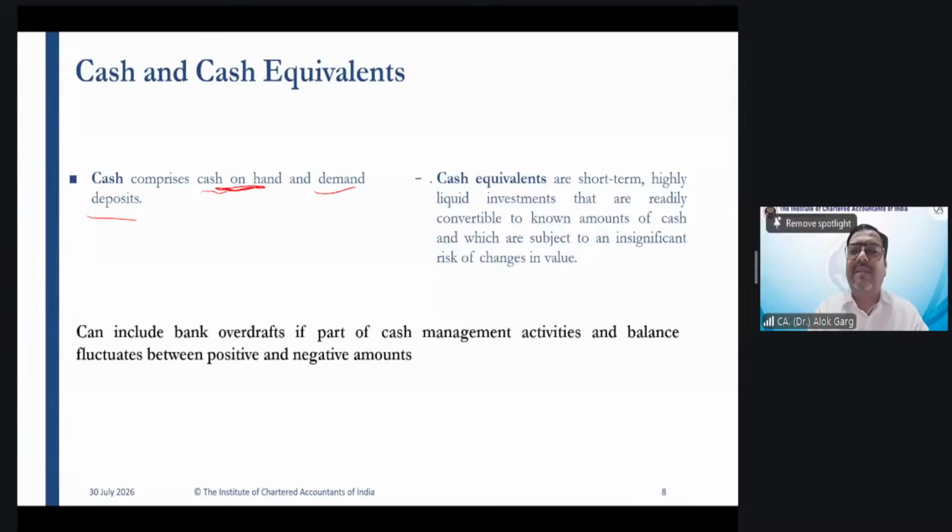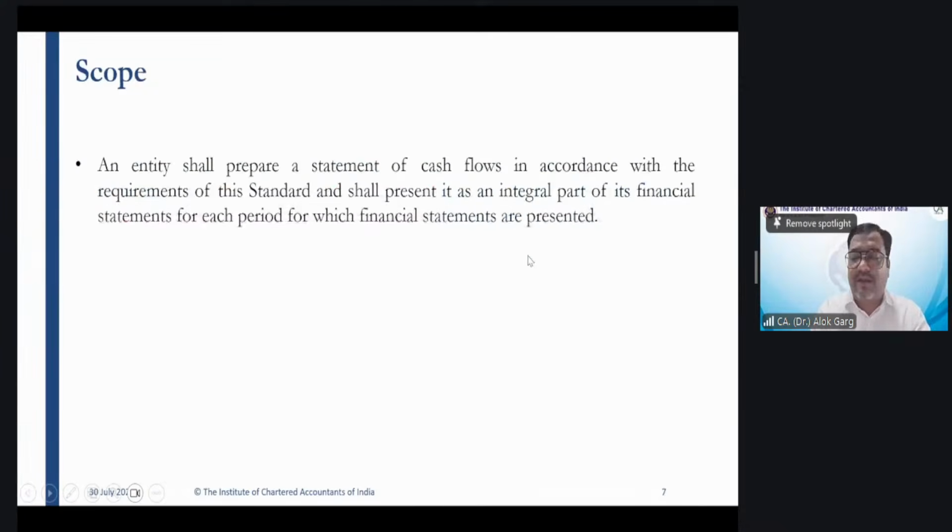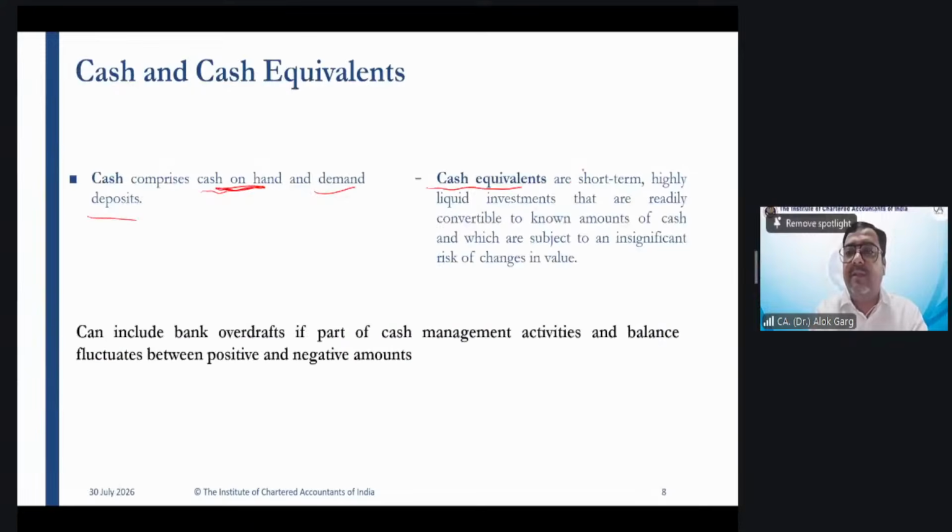Now, what is meant by cash equivalent? We have touched on this concept of cash equivalent in Ind AS 1 also. Cash equivalents are short term highly liquid investments. What is meant by short term highly liquid investment? It means investments which can be converted into cash within 3 months.